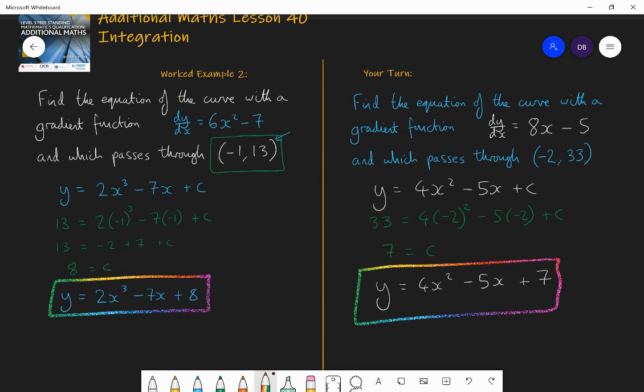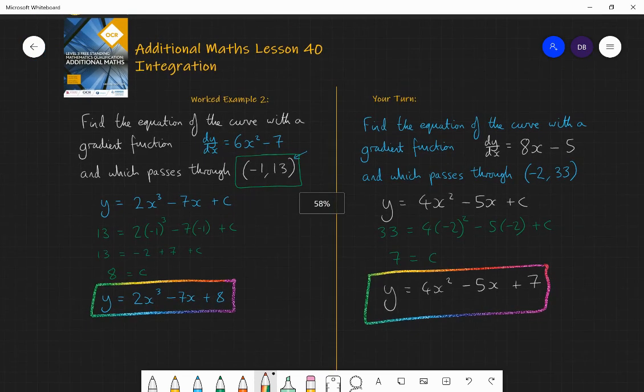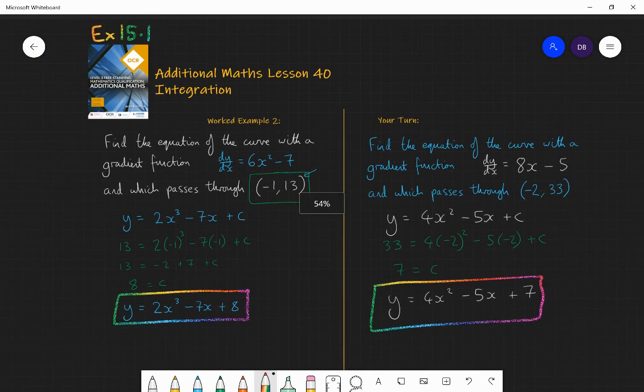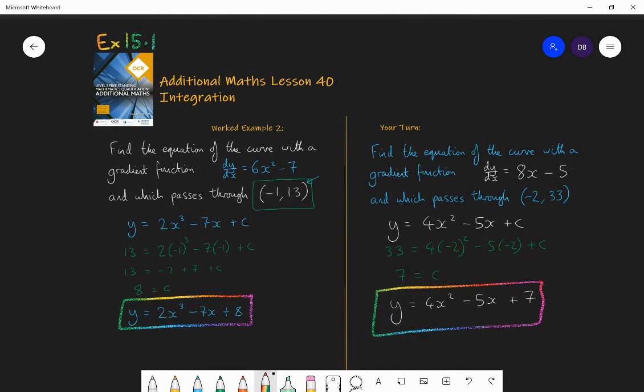Now it's time to practice and make that process fluent. Fluent means fast and without too much thought needed. It's just a fluent process. It's part of your skill set. It's not something you need to think long and hard about. So exercise 15.1 from the textbook is a good place to start.